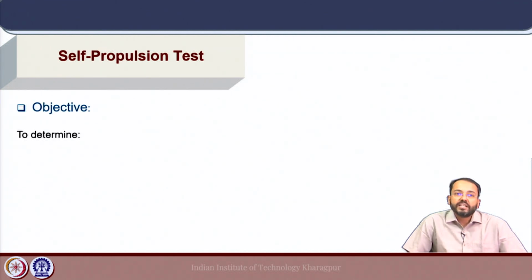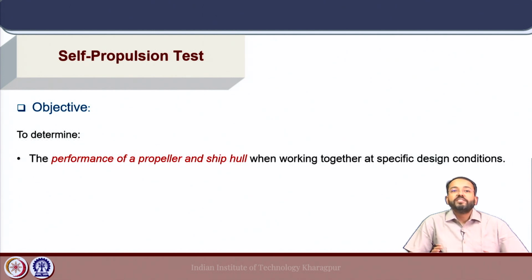Now, for the self propulsion test, the objective is to determine the performance of the propeller and ship hull when working together at specific design conditions. That means, how the propeller performs behind the ship, and using that we try to estimate the propulsion factors. As we have earlier discussed, the propeller performance is different in open water and behind hull conditions, because the ship modifies the flow into the propeller and that changes the propeller thrust and torque characteristics and efficiency.